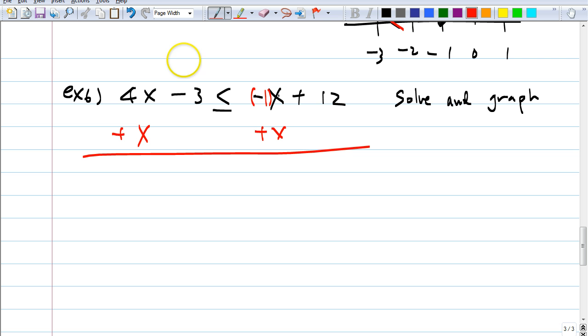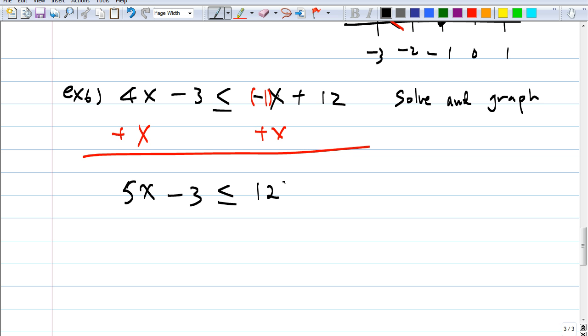Okay, so when I do this, on the left side, what does that become, class? 5x. Good. Aaron? Minus 3. Do I reverse this at all, Aaron? No, less than or equal to. Then, on the right side, this becomes 0. 0 plus 12 is, class? 12. Are we good so far? No? Oh, okay.